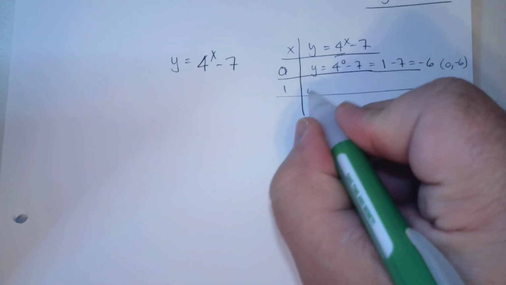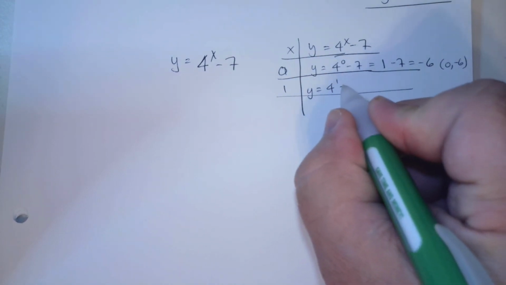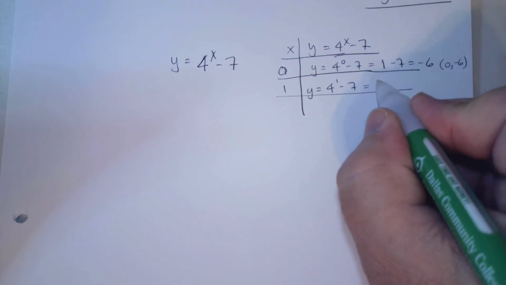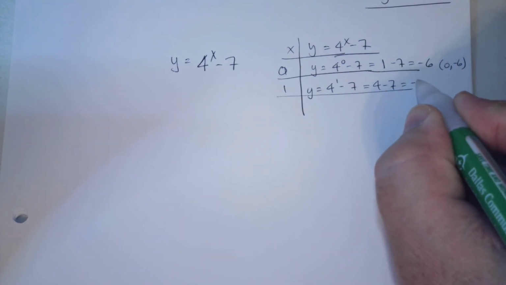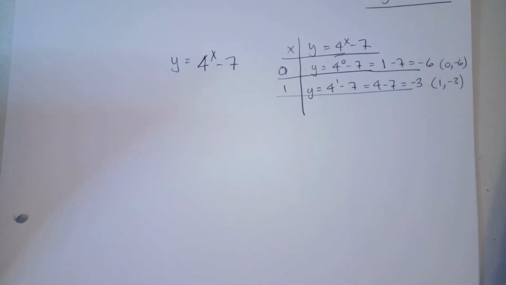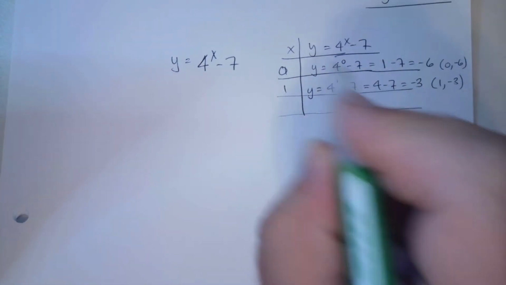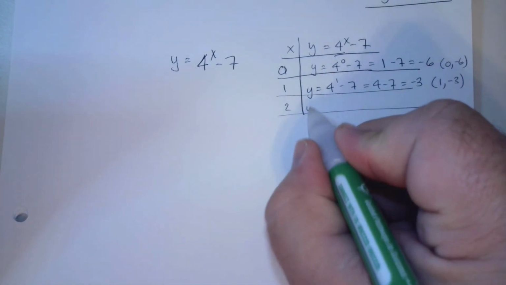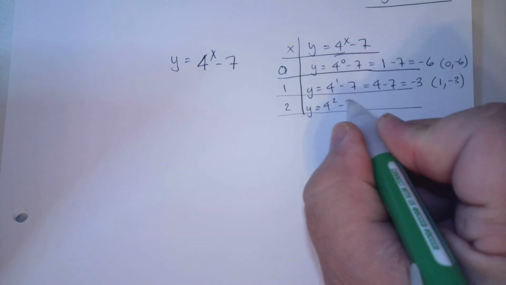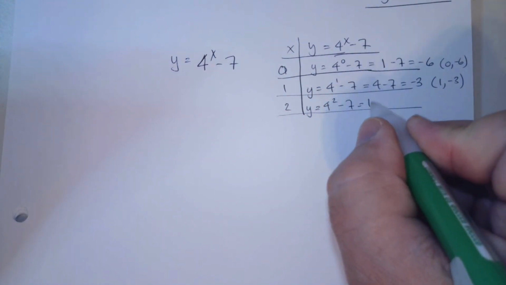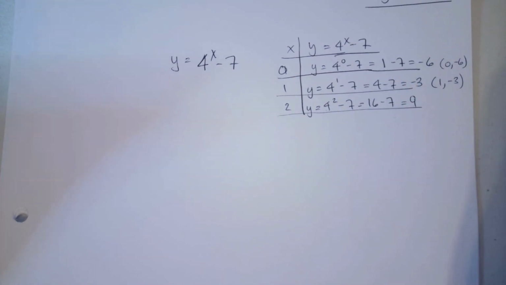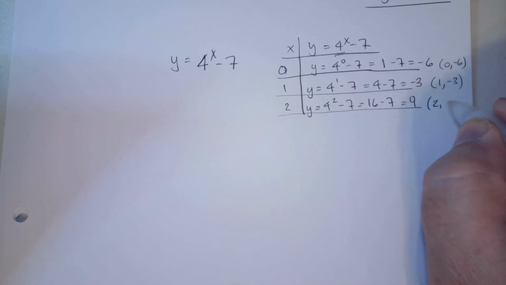At 1, 4 to the first power minus 7. 4 to the first power is 4, minus 7 equals negative 3. So at 1, it's negative 3. Now at 2, 4 squared minus 7. 4 squared is 16, minus 7 is 9. So at the point 2, it's 9.